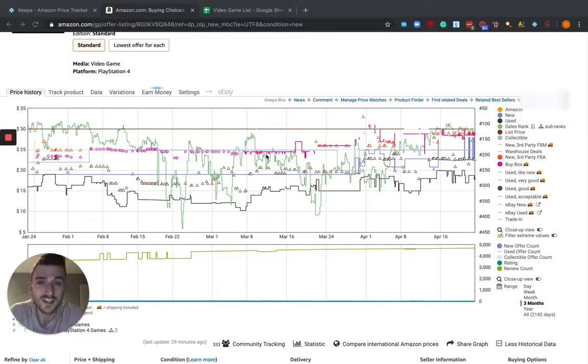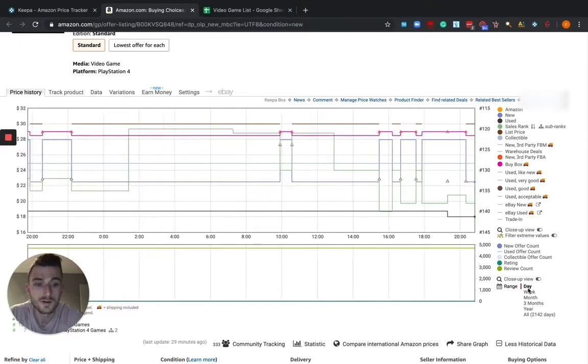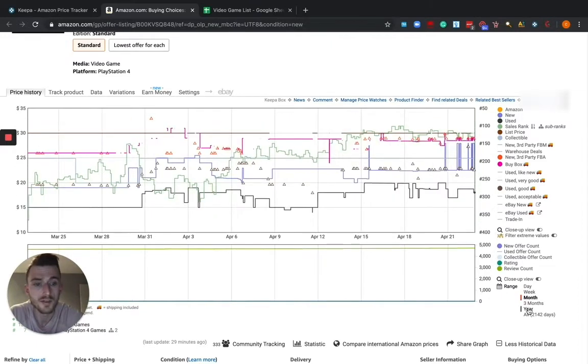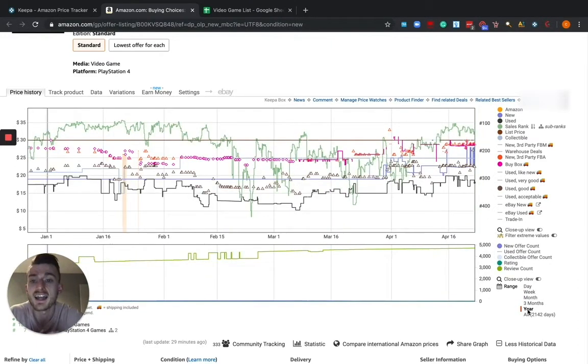So the first thing, and I feel is the most important thing, is when I land on a Keepa page, I want to get a good overview of the date range, okay? I want to see all the data with different date ranges. So you're able to look at data from a day's point of view. You're able to filter that to a week's point of view, a month, 3 months, and a year, okay?